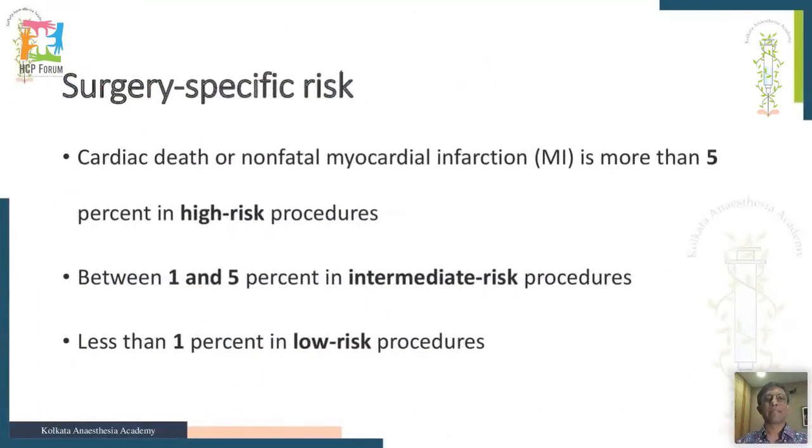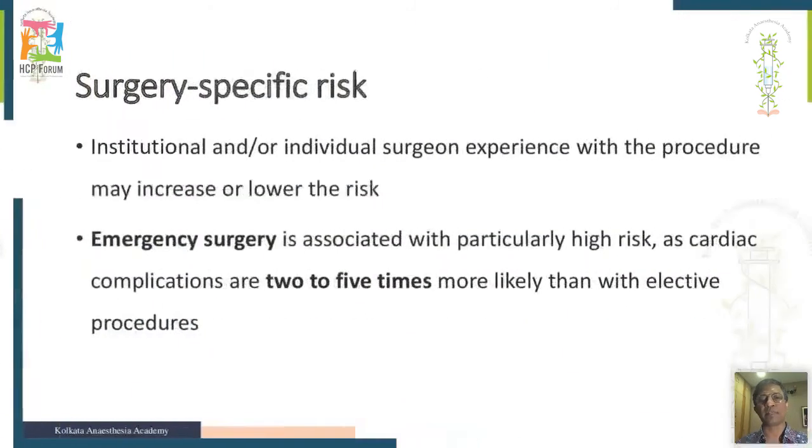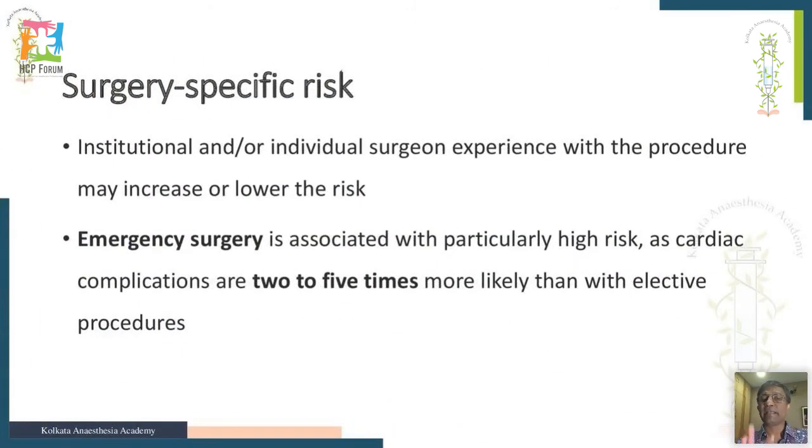As we were talking, surgery involves risks. So there are certain surgeries which are called high-risk procedures, where the incidence of a major adverse cardiac event can be more than 5%. There is an intermediate group, which is between 1 and 5%. And we say there are certain low-risk procedures where the incidence is going to be less than 1%. And it can change based upon institutions that have expertise in dealing with a particular scenario, or the surgeon. And emergency surgery, we talked about this initially, can have a much higher risk, 2 to 5 times that of elective procedures.